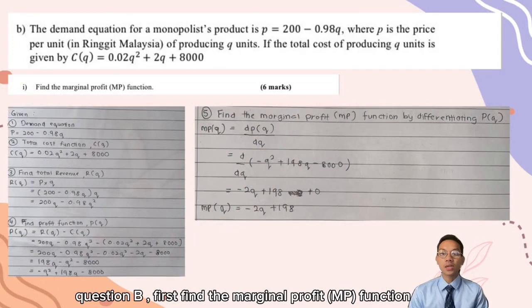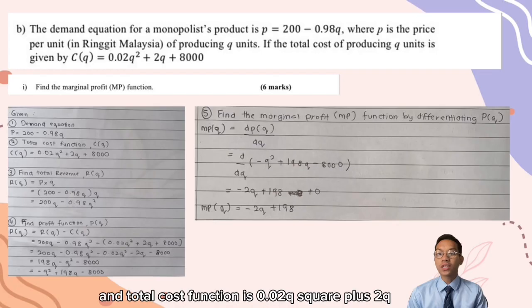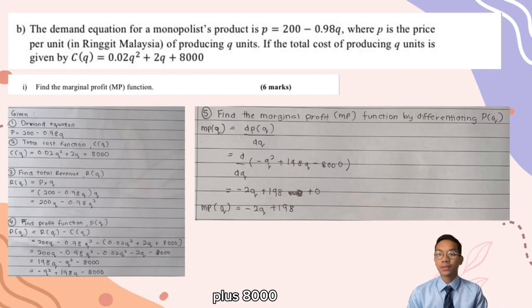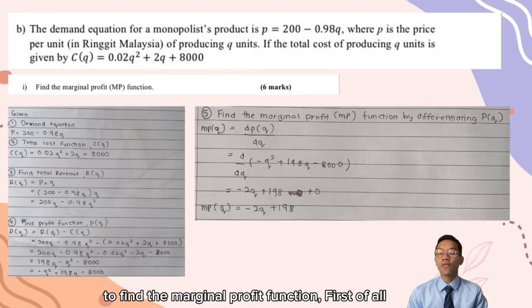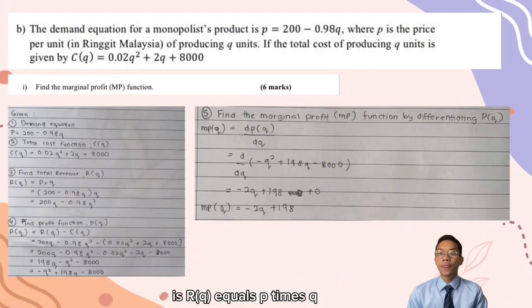Question B. First, find the marginal profit MP function. Given the demand equation is P equals 200 minus 0.98Q and the total cost function is 0.02Q squared plus 2Q plus 8,000. To find the marginal profit function, first of all, find the total revenue. The equation for total revenue is R(Q) equals P times Q. So given P is 200 minus 0.98Q, times Q, we get 200Q minus 0.98Q squared.